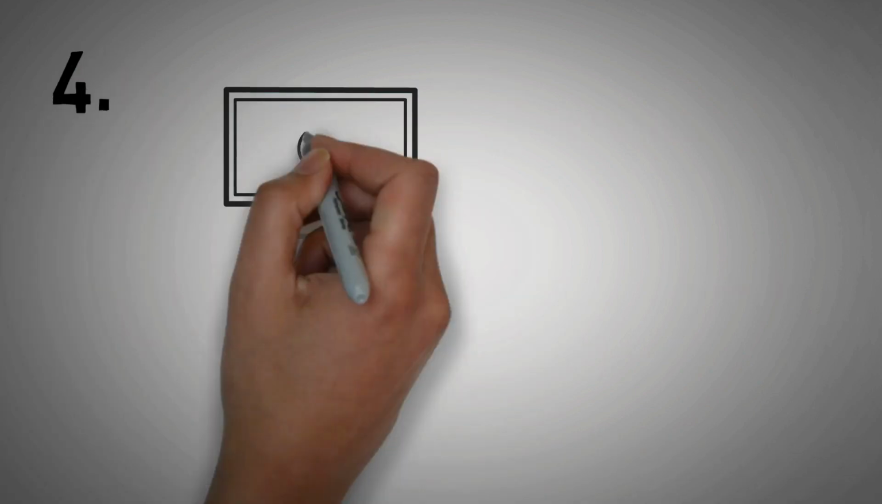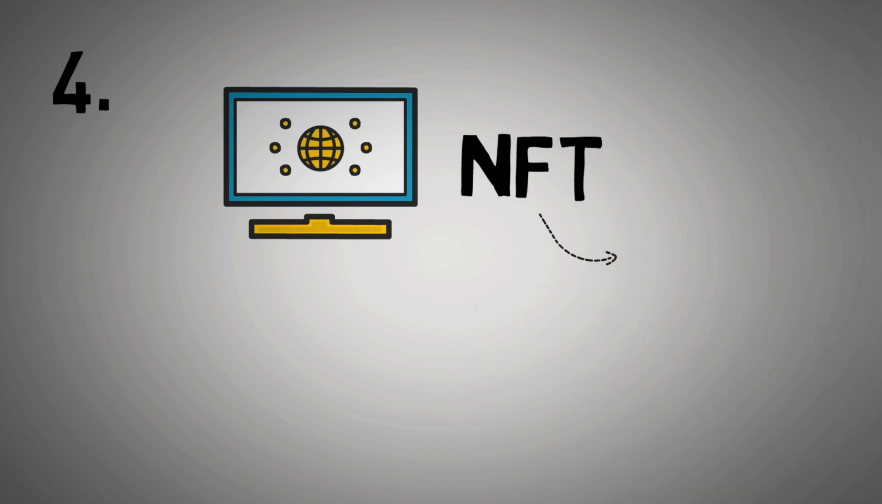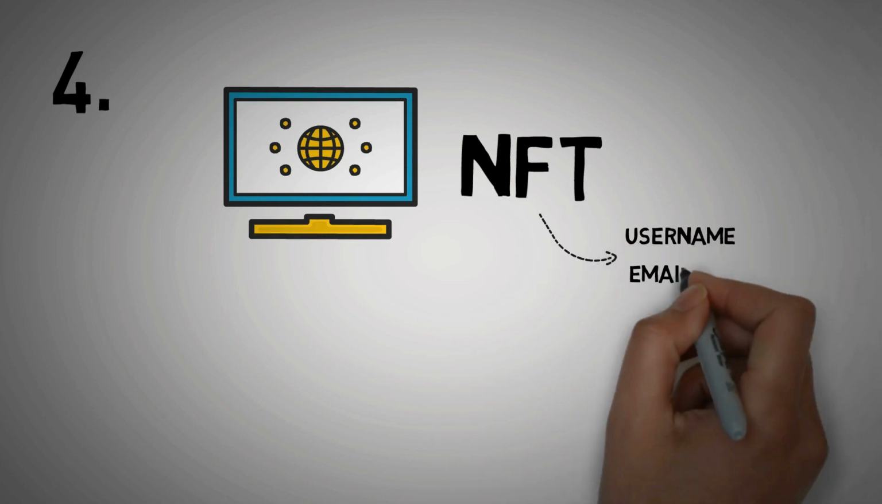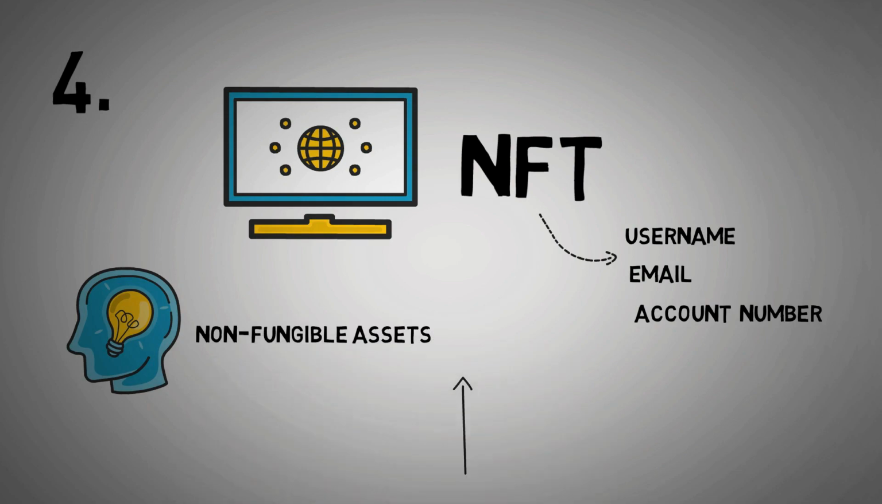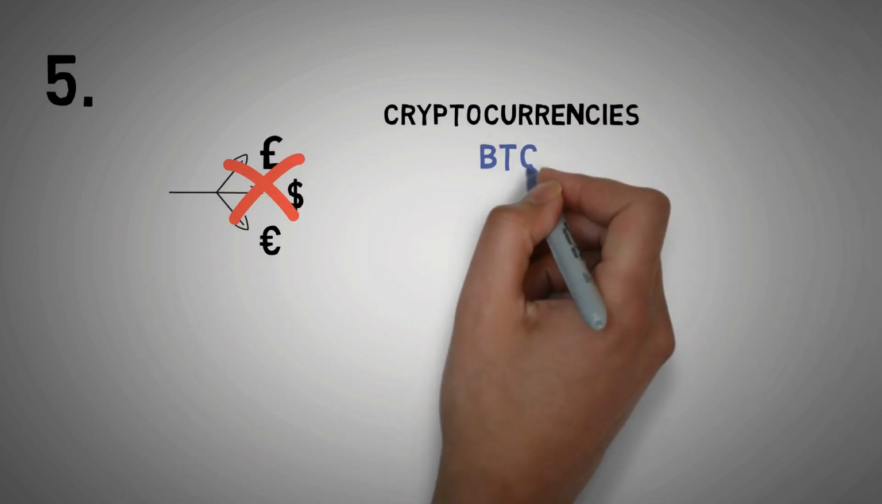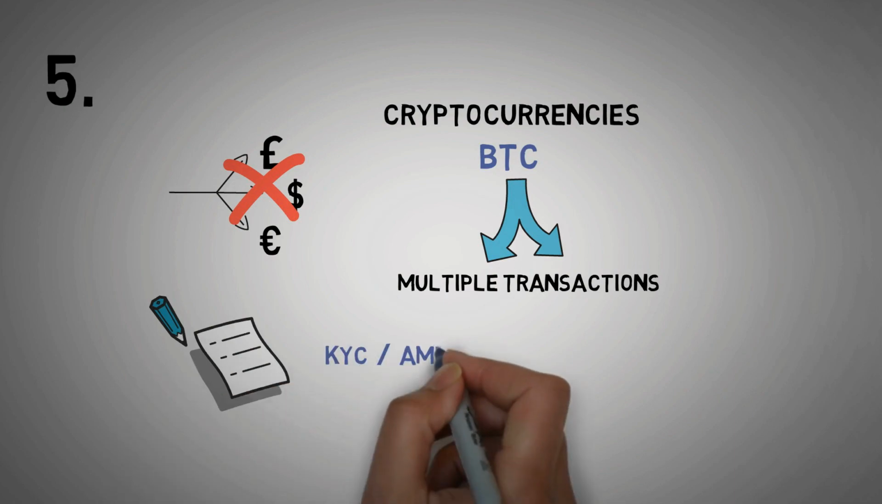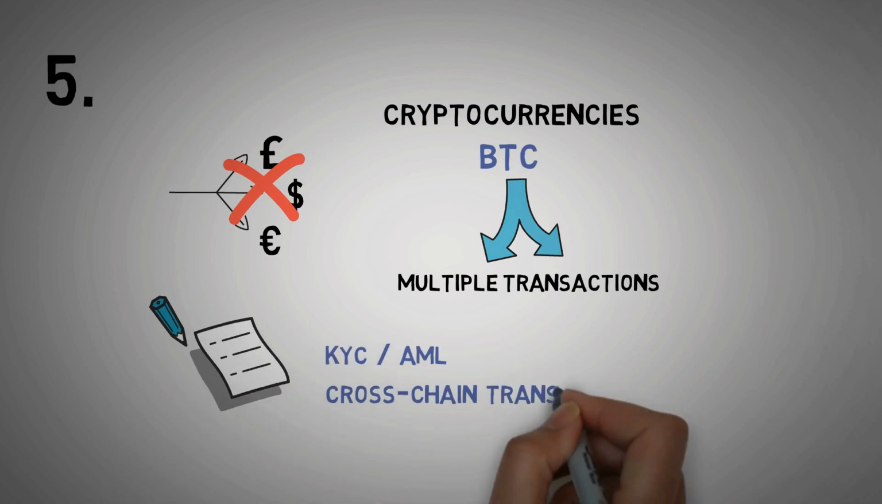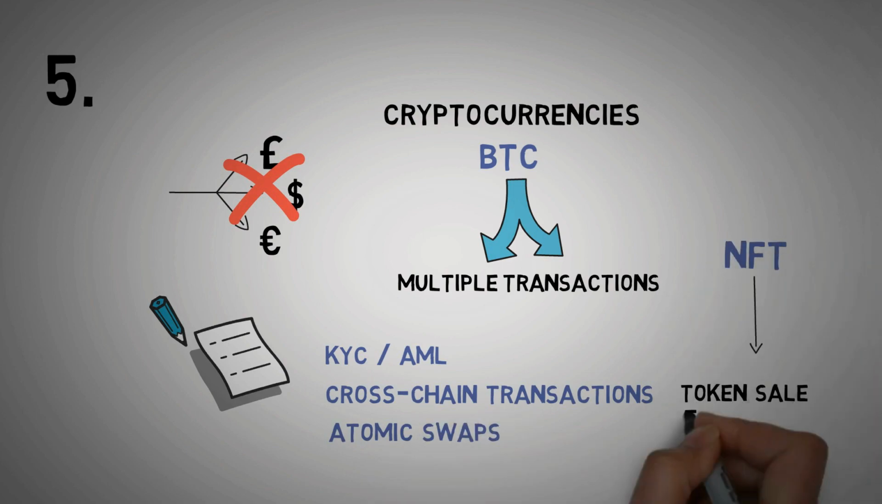4. NFT can be attached to any digital asset or object with a form of identification, e.g., username, email, account number, etc. The scope of application for non-fungible assets is very large. 5. Unlike other forms of currency, cryptocurrencies such as BTC support multiple transactions, including user ledgers requiring KYC/AML, cross-chain transactions, atomic swaps, etc. NFT only support the token sale transactions and nothing more for now.